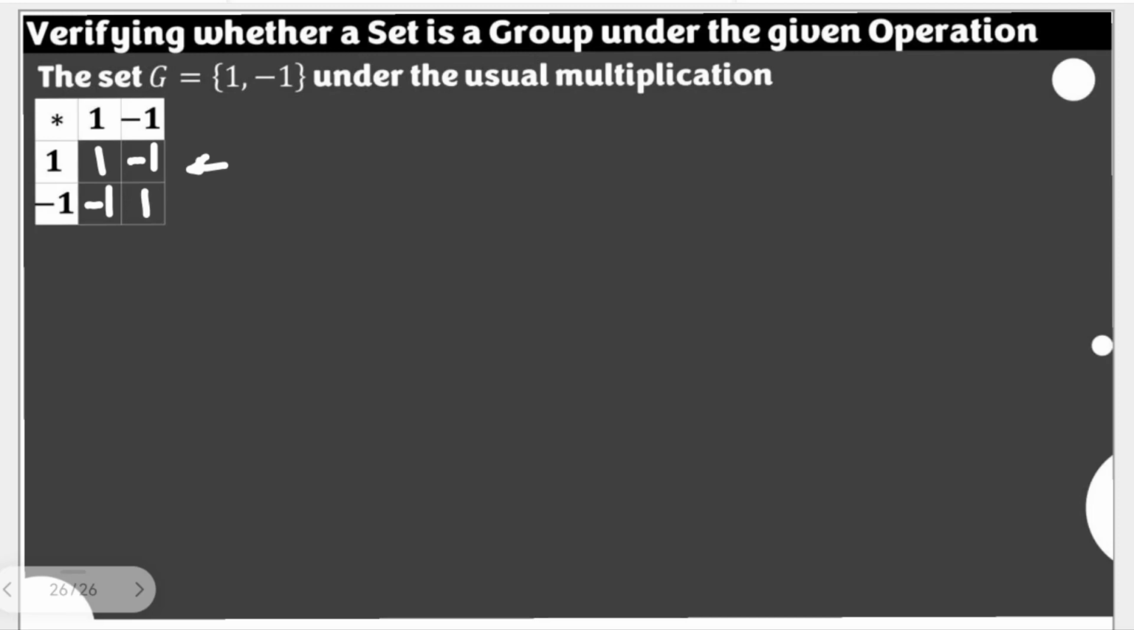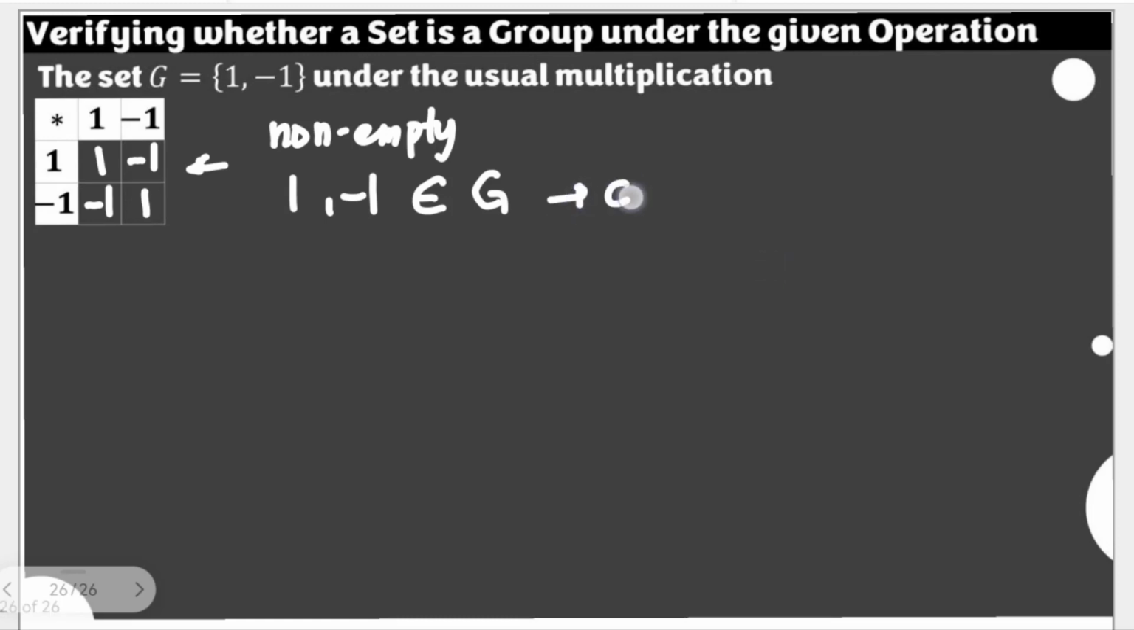And with this, we are now sure, of course, that it's non-empty. We have the elements and we have the result as well. The set is non-empty. At the same time, we could see that our results here are just either 1 or negative 1, and both of them are elements of our set G. This would tell us the closure property here also holds.